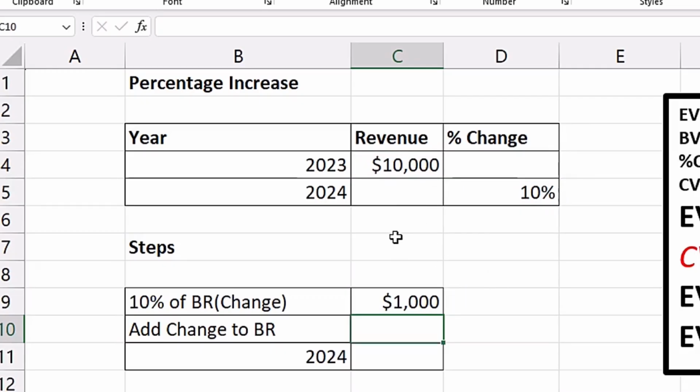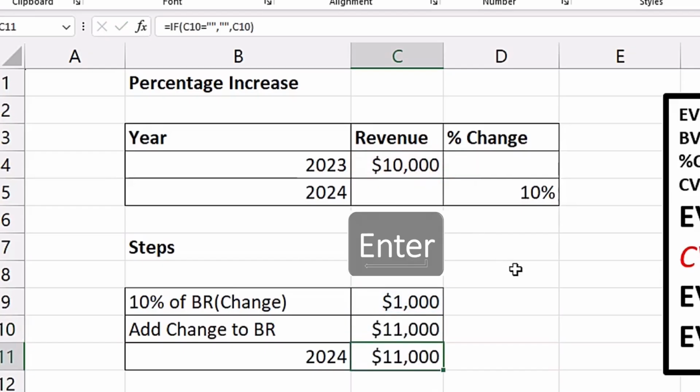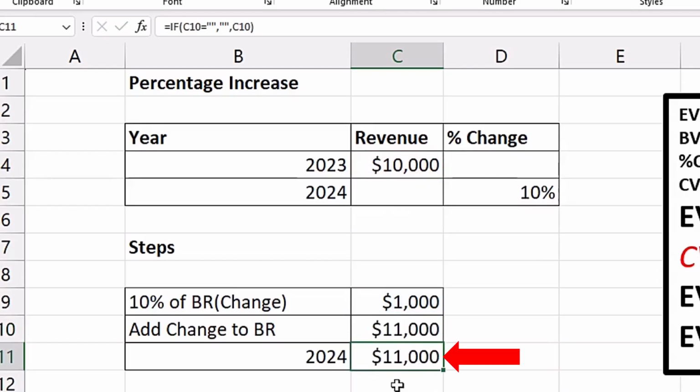So in order for us to get the exact revenue at the end of 2024, we need to add this change in revenue to the revenue at the end of the year 2023. So I'm going to do that here. I'm going to do equals, we need to get our change in revenue, which is this value here, and then plus the revenue at the end of the year 2023. So I'm going to click on this, and when I hit enter, you can see that at the end of the year 2024, our revenue is $11,000.